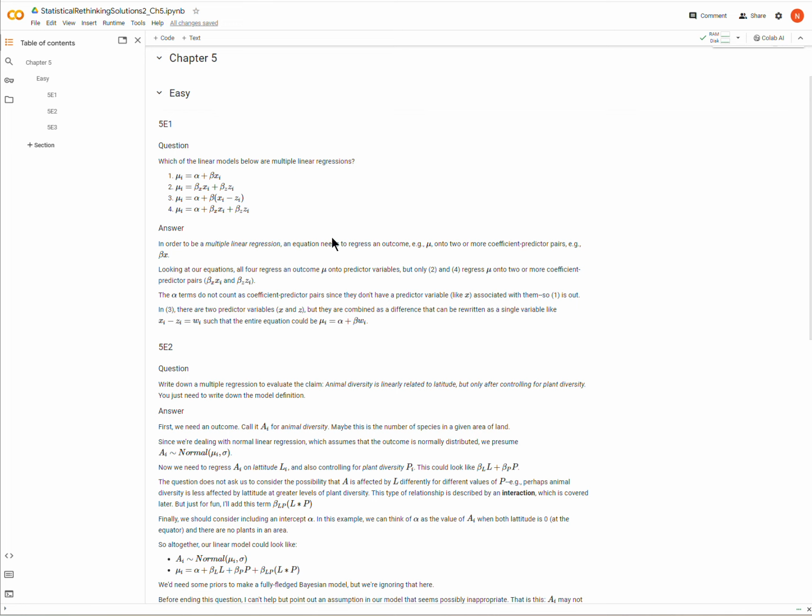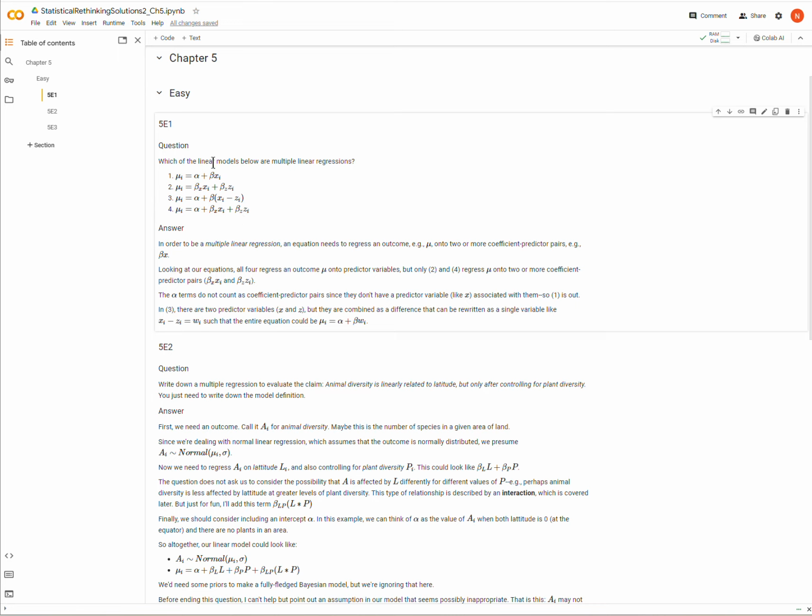This chapter deals with multiple linear regression. In the previous chapter, we were dealing with simple one variable linear regression, which might look something like this, right? Where we have a single explanatory variable, x, trying to explain our outcome here, mu, okay? And so multiple linear regression, of course, is just when we have more than one explanatory variable, okay?